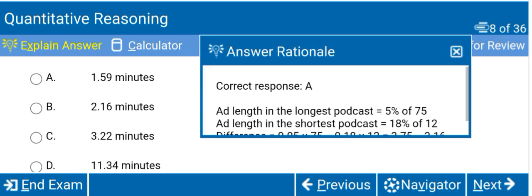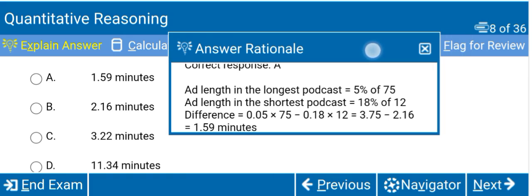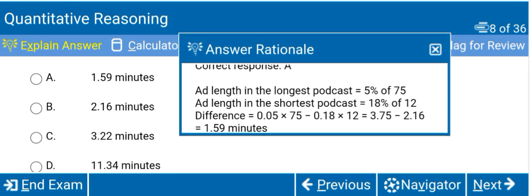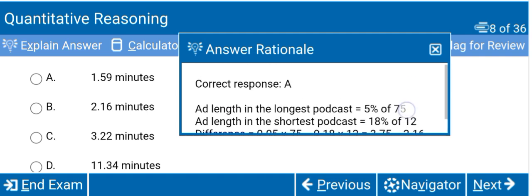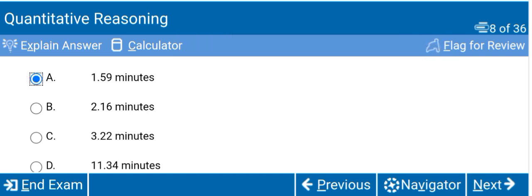So we have the correct option, option A, as ad length in the longest podcast equals 5% of 75. Ad length in the shortest podcast equals 18% of 12. The difference is 0.05 multiplied by 75 minus 0.18 multiplied by 12 equals 3.75 minus 2.16 equals 1.59 minutes. So the correct option is option A.